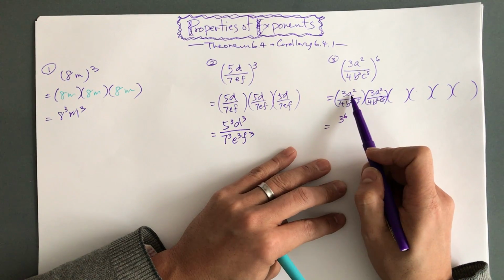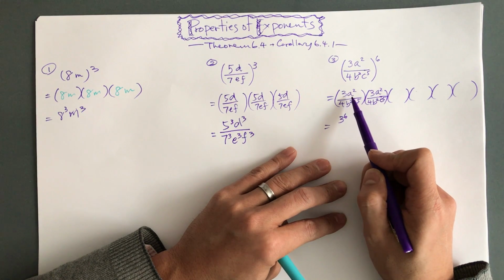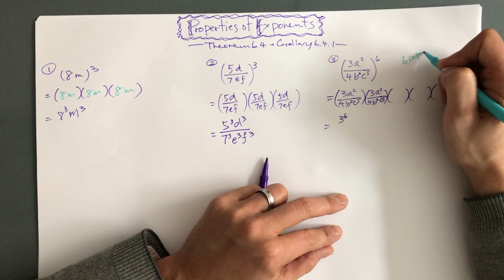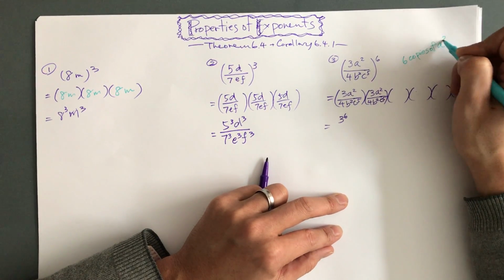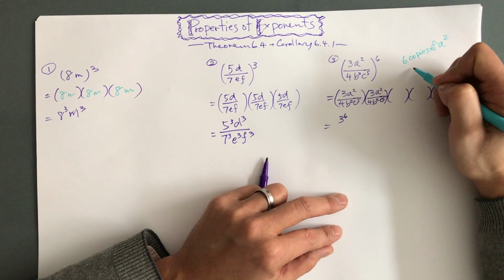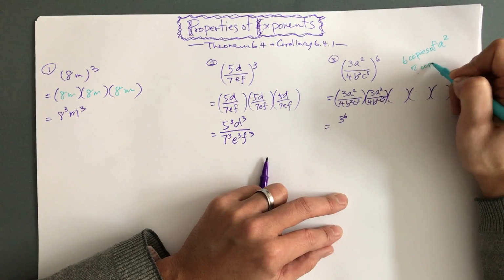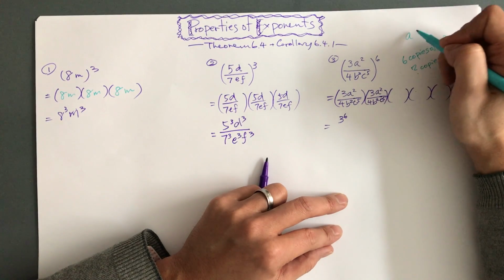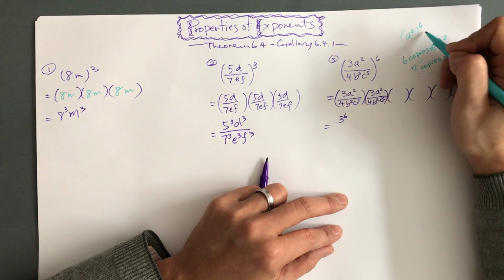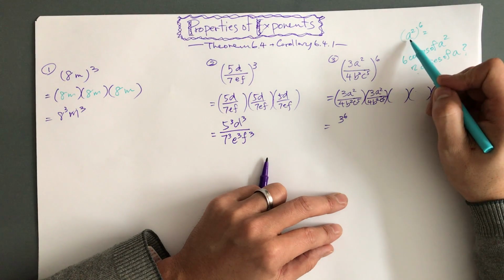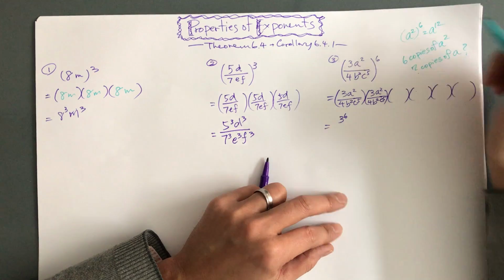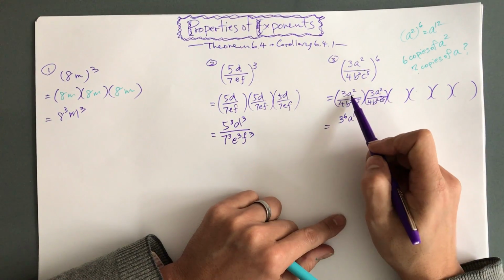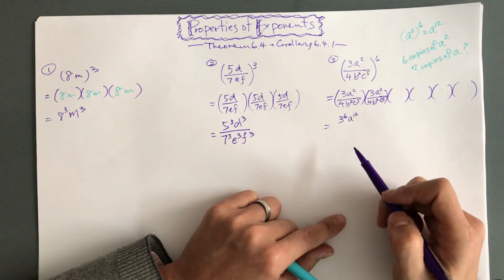How many a squared do we have? We're going to have 6 copies of a squared. So what does it mean to have 6 copies of a squared? How many a's is that? 6 copies of a squared means 12. We learned that from the previous video. So we should have a to the 12th. Or you can just count: 2, 4, 6, 8, 10, 12.